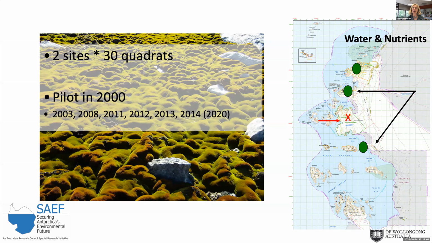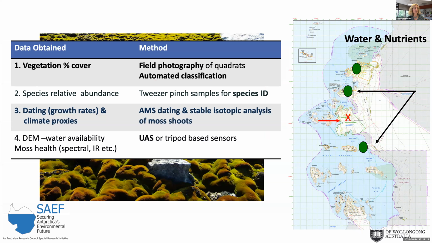But we have 2 sites and we have 30 quadrats that we've been monitoring over that time. And we do that through a number of techniques. We use vegetation percent cover from field photography of quadrats and automatic classification, which Diana King's been doing.